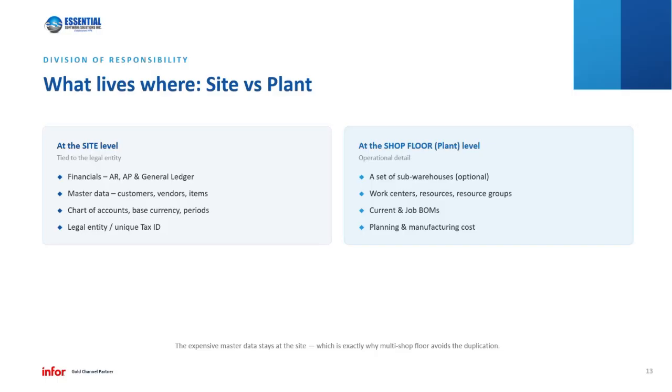At the shop floor or plant level, you will maintain operational detail, such as operational sub-warehouses, work centers, resources, and resource groups. Using multi-shop floor, you can set up independent bills of materials and routings by warehouse. You can perform planning independently by manufacturing plant in a single site environment, as well as maintain separate costs by warehouse. So that's where multi-shop floor avoids master data duplication. That administrative overhead, the heavy stuff, stays at the site level, and the warehouse level is used really just for the manufacturing and costing components.